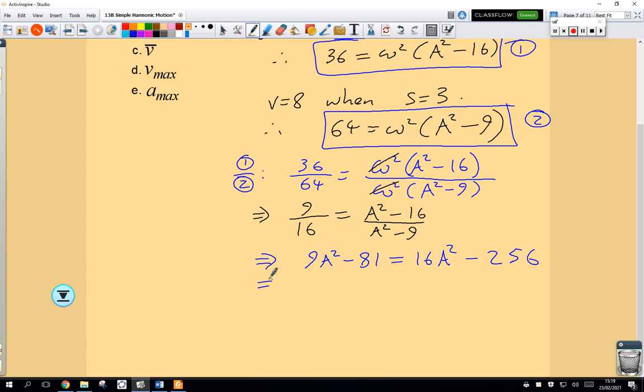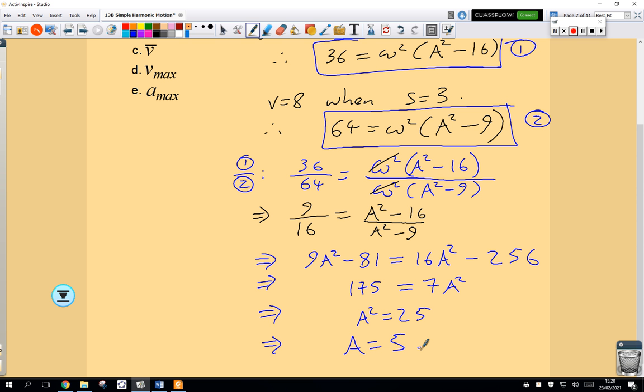Okay, and then from here on in, it's just solving the equation. Subtract 9A squared from both sides will give me a 7A squared over here. Add 256 on both sides. That'll give me 175 over this side. And then dividing by 7 on both sides will give me A squared equals 25. So that'll tell me A is equal to 5.